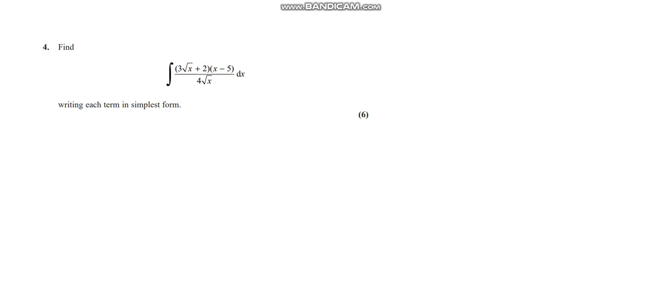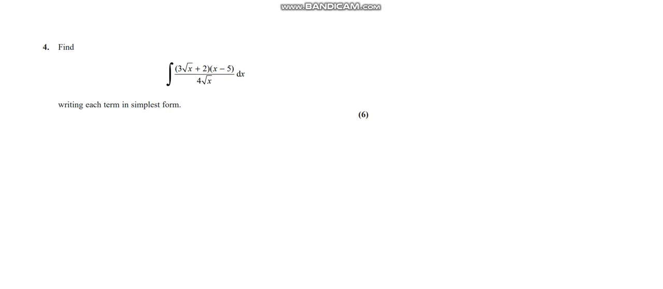Today I'll be attempting the fourth question from the International Advanced Level Pure Mathematics P1, the new module which was set in June 2021. As you can see, this is a very basic integration question. Find the integral of the contents of the bracket, divided by 4 root x, dx, writing each term in simplest form.